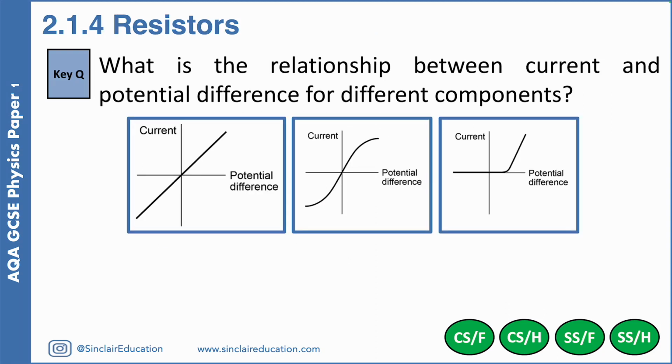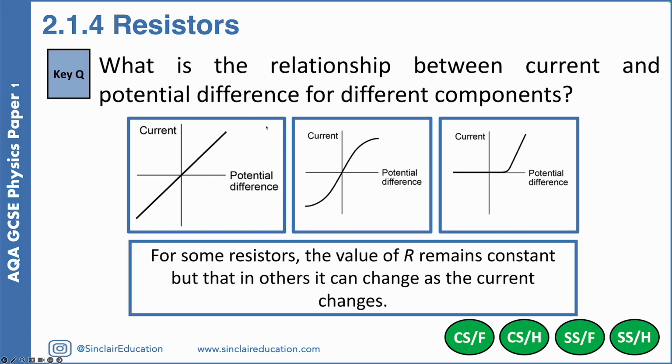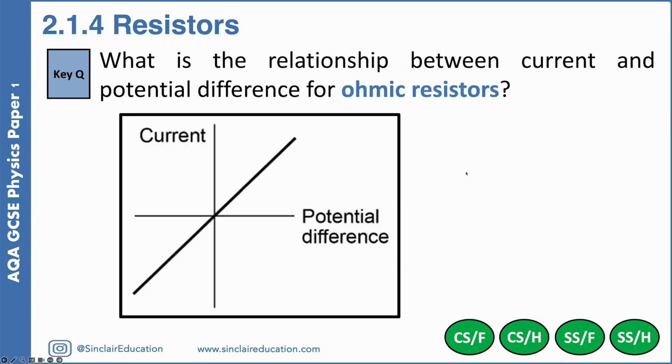There are certain resistors that do come up in the specification, and we need to be able to describe them and identify them from these IV characteristics. So here we've got the relationship between current and potential difference for some different components. Some are resistors, some are just components, but they all cause resistance to current. What we find is that for some of them, resistance stays the same, it's a constant, while in others, it changes, and that's where we start to see these different shaped graphs emerge.